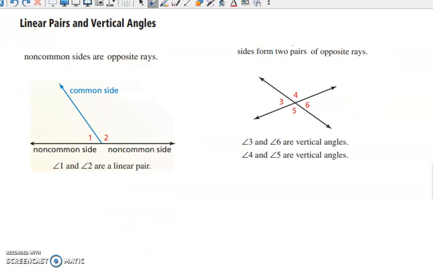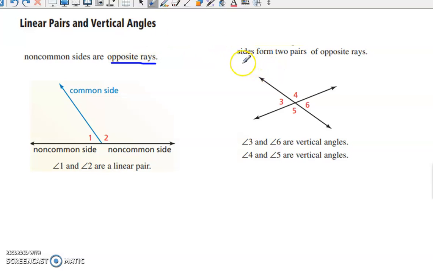Alright. Linear pairs. A linear pair has non-common sides, which are opposite rays. So this is the side that's not in common. They have one common side, and then the non-common sides are opposite rays. That means they go in opposite directions on the same line.